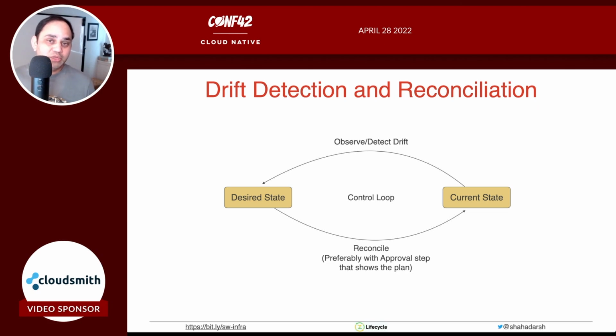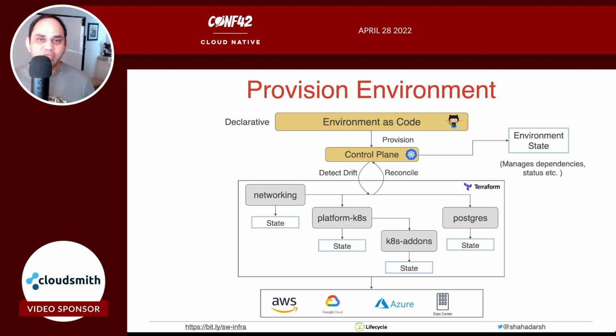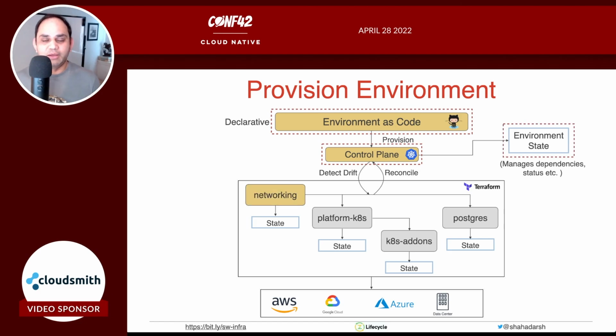So this is how applying Kubernetes concepts and using Kubernetes to provision infrastructure helps. And yeah, we looked at this quickly, this control plane part is what we were talking about just now. And this control plane running in Kubernetes helps you do that drift detection and reconciliation and allows you to bring your environment back to the desired state if it is out of sync.